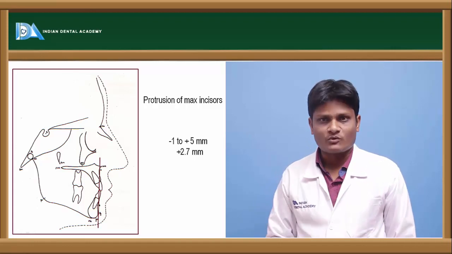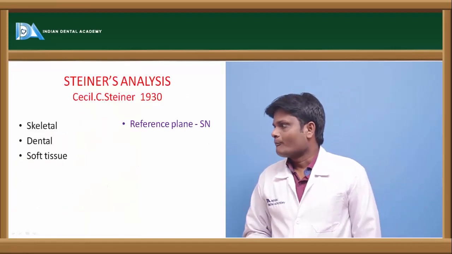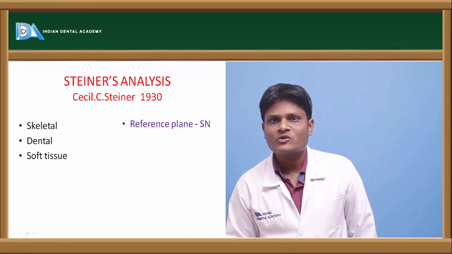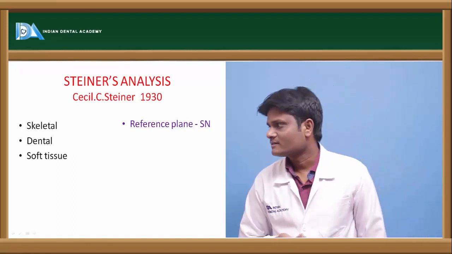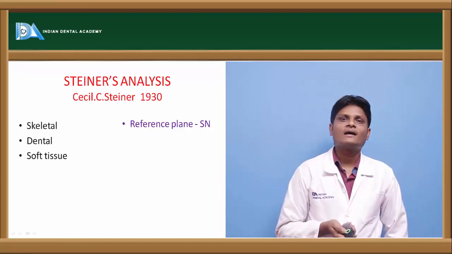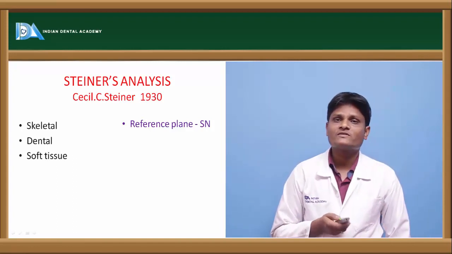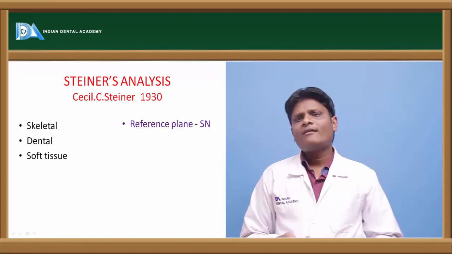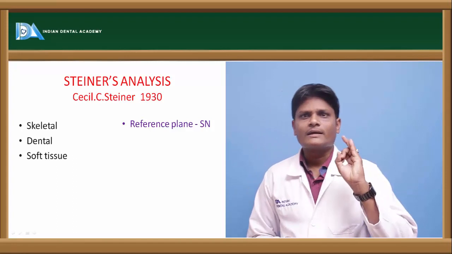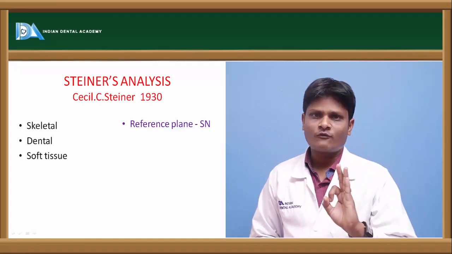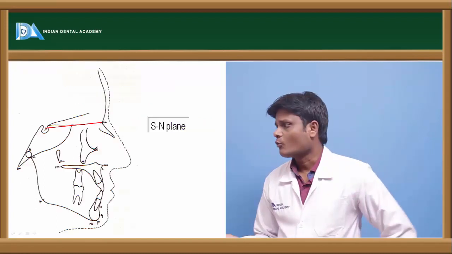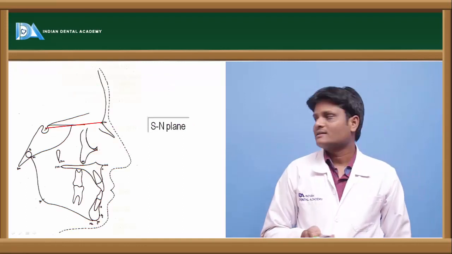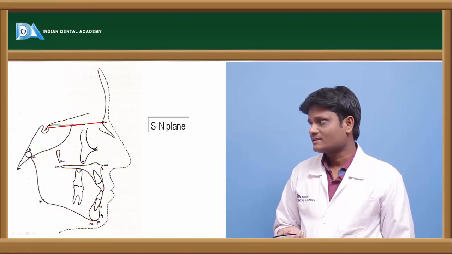Okay. Now, the next important analysis is Steiner's analysis. It was proposed by Cecil C. Steiner in the year 1930, and the reference plane used here is the SN plane. In this analysis, we have skeletal parameters, dental parameters, as well as soft tissue parameters. Let us look into them one by one. So this is the SN plane, which is taken as the reference plane according to Steiner's.